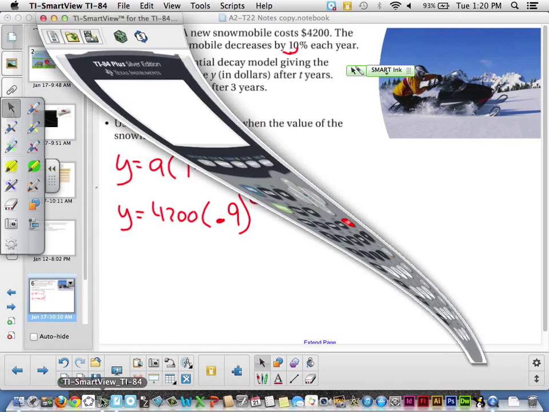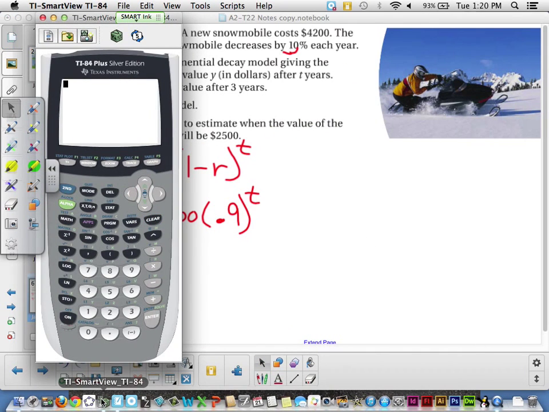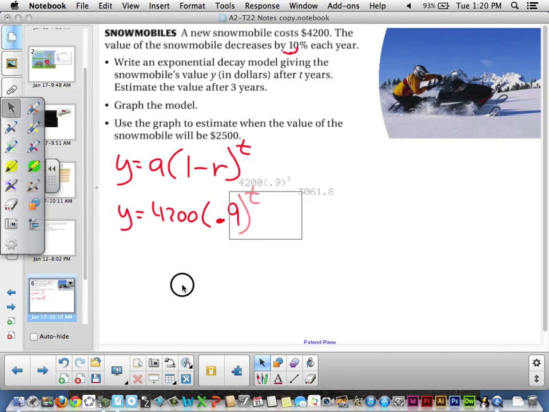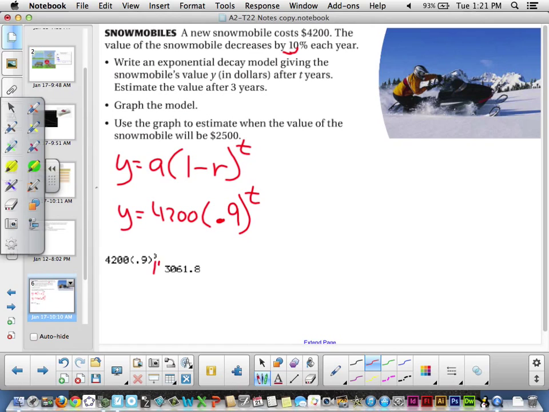Estimate the value after 3 years. We're going to stick 3 into our equation. So we've got 4,200 times 0.9 to the third power. After 3 years, that snowmobile should be worth about $3,061.80.